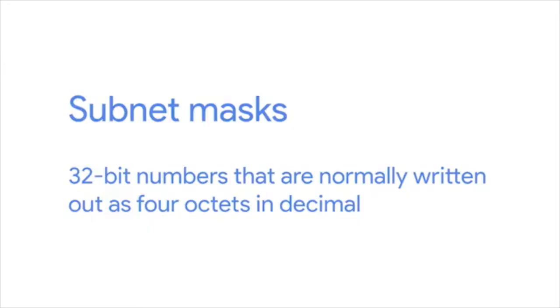Subnet IDs are calculated via what's known as a subnet mask. Just like an IP address, subnet masks are 32-bit numbers that are normally written out as 4 octets in decimal. The easiest way to understand how subnet masks work is to compare one to an IP address.